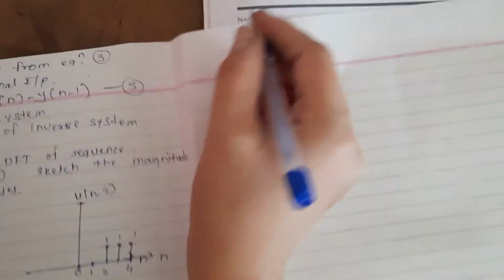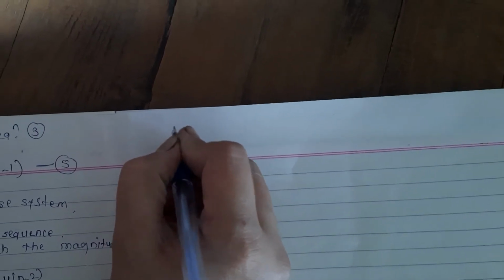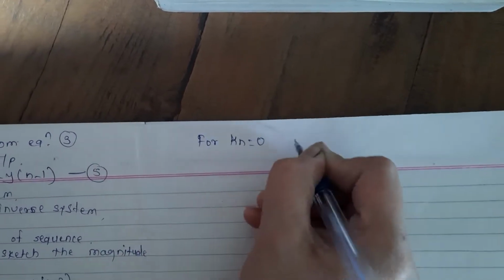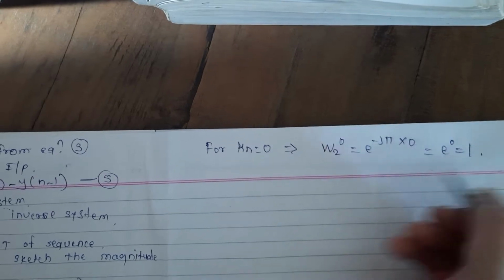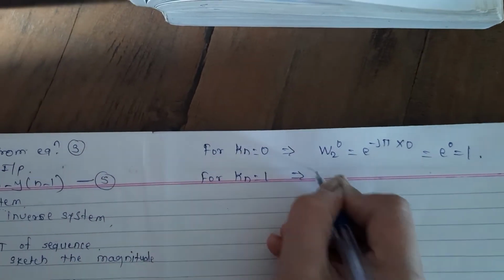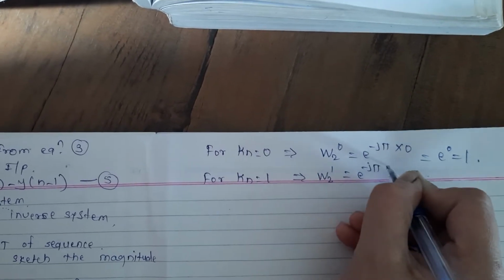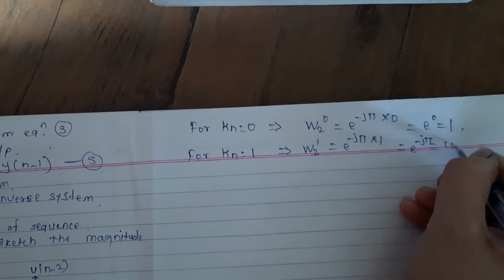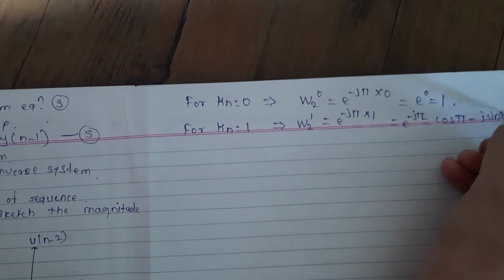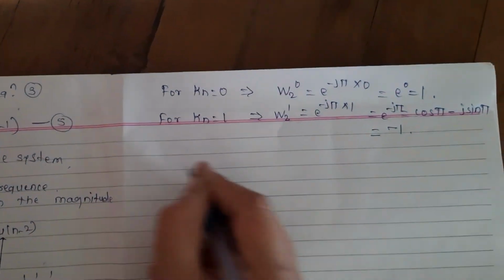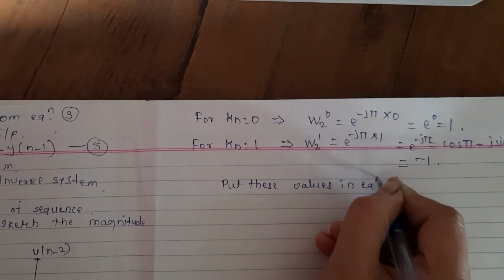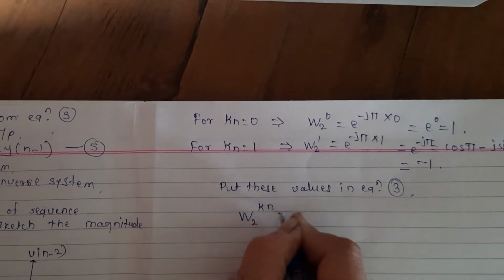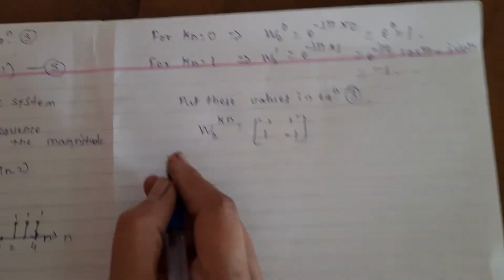Now we have to find the values for kn equal to 0 and 1. For kn equal to 0, the value of W_2^0 is e raised to minus j pi into 0, which is e raised to 0, equal to 1. For kn equal to 1, W_2^1 is e raised to minus j pi into 1, so it is e raised to minus j pi, which is cos pi minus j sin pi, so its value is minus 1. Now put this value in equation 3. So the matrix becomes 1 1, 1 minus 1. This is equation 4.